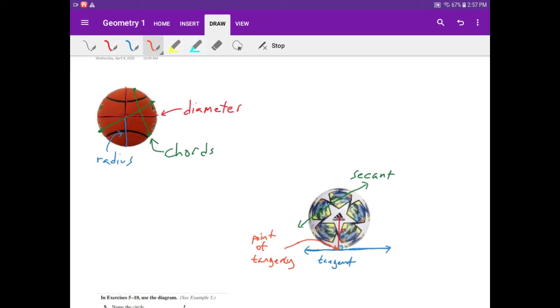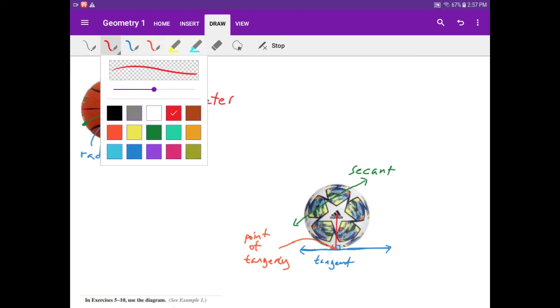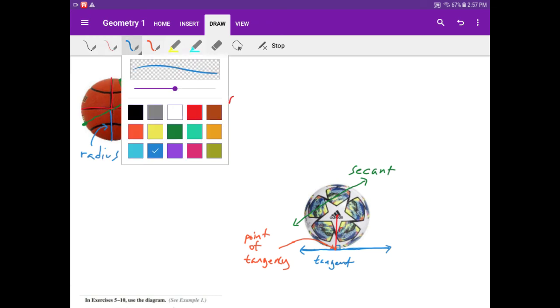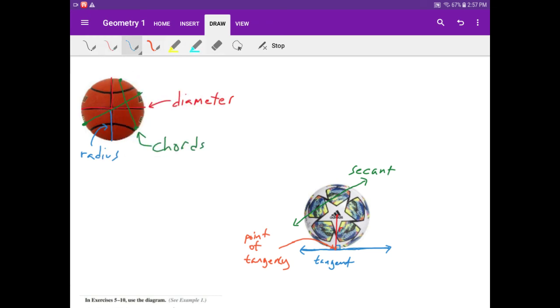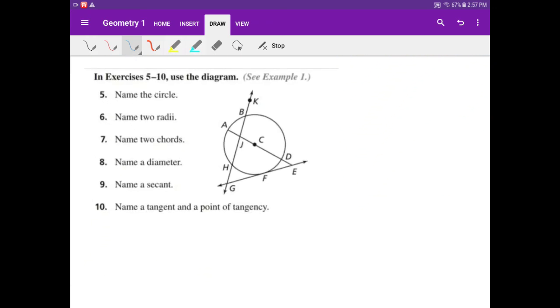Okay, so those are the basic things you need to know. I'm going to answer these questions that are from the textbook. So this is 10.1 in the textbook, and there's just a few questions here. Okay, so the circle. Name the circle. This is circle C.